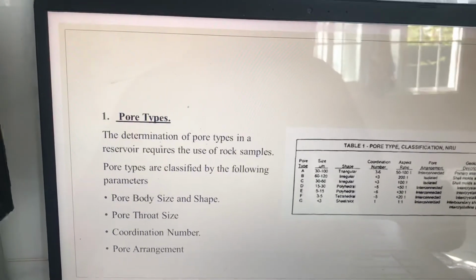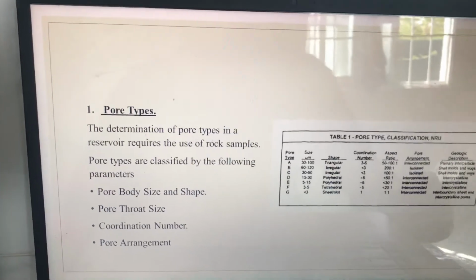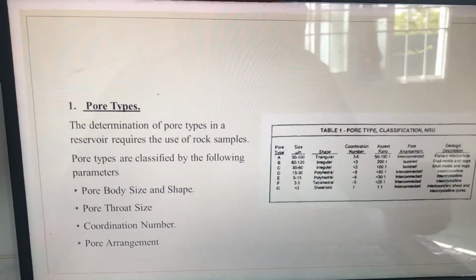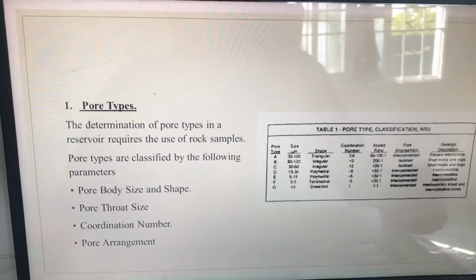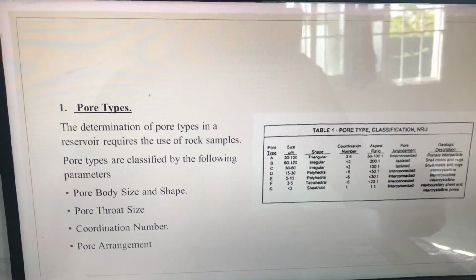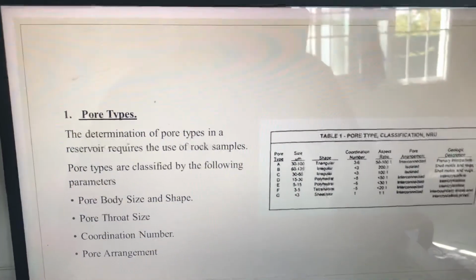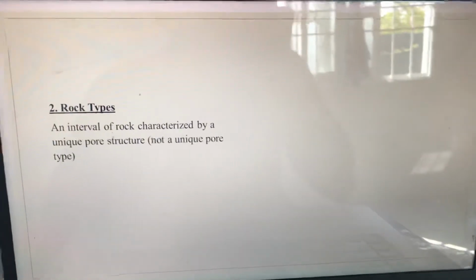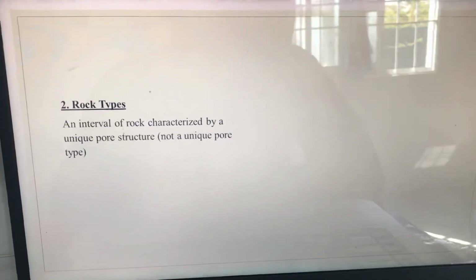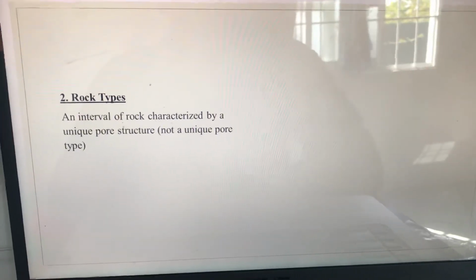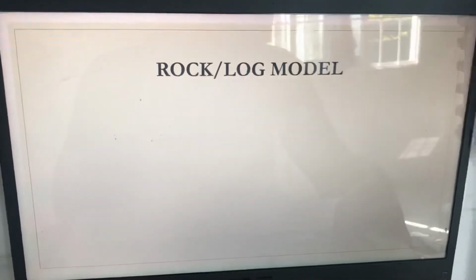In this, pore types are identified in each core sample. Commonly, each sample contains several different pore types, therefore it is necessary to group pore types into rock types. A rock type is an interval of rock characterized by a unique pore structure, not a unique pore type. And continue.